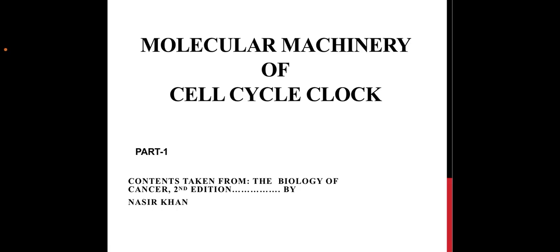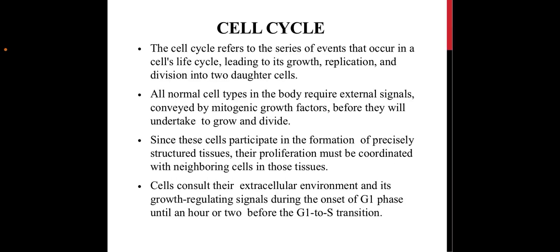Today we are going to discuss the molecular machinery of the cell cycle clock. So the cell cycle refers to the series of events that occur in a cell's life cycle, leading to its growth, replication and division into two daughter cells.